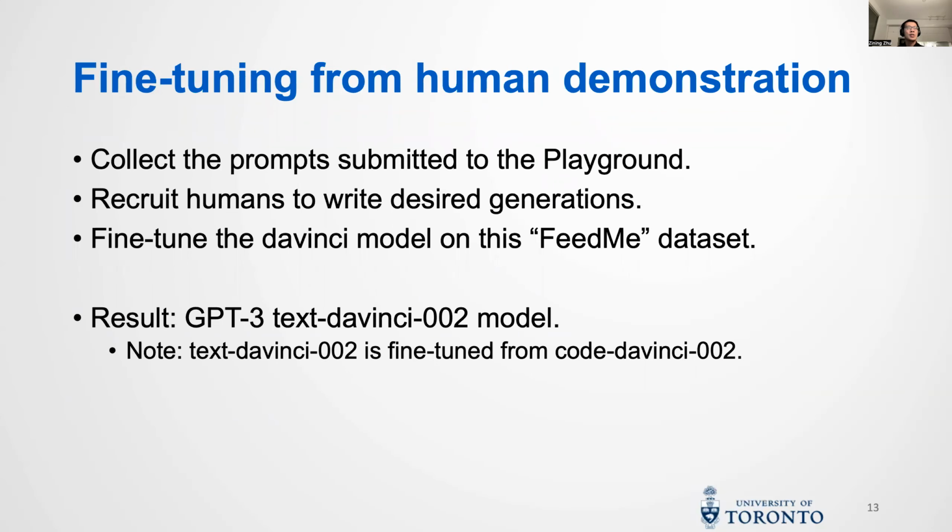Another approach is to fine-tune from human demonstration. Google's FLAN model also follows this path. They collect the prompts submitted to the OpenAI playground and recruit a lot of humans to write the desired generations. They fine-tune the Da Vinci model on this dataset, which is called FeedME. So the result was a Text Da Vinci 2 model. So the Text Da Vinci 2 model is fine-tuned from the Code Da Vinci 2.